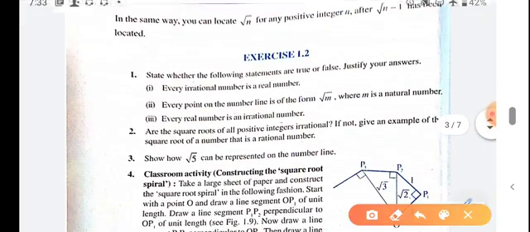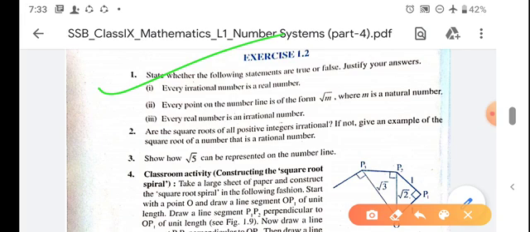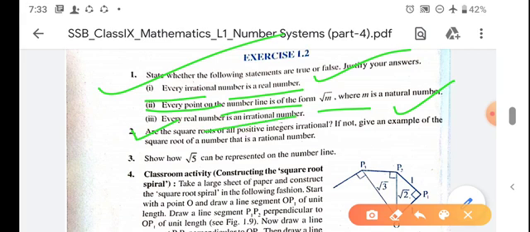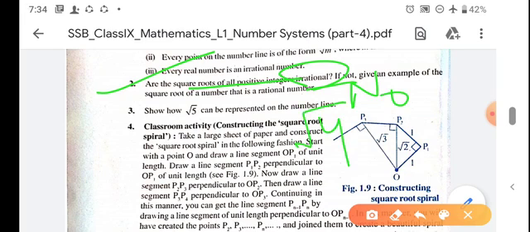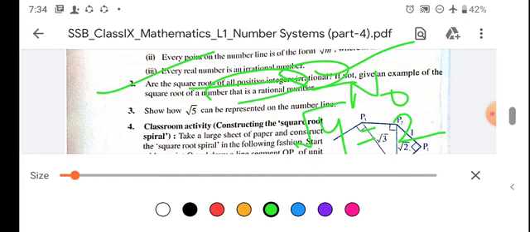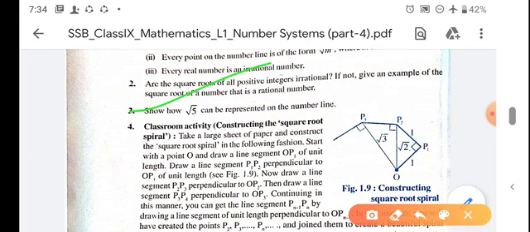Then exercise 1.2: state whether the following are true or false. Every irrational number is a real number? Yes. Every point on the number line is of the form, yes. Every real number is an irrational number? No, because real numbers also include rational numbers. Are the square roots of all positive integers irrational? No, because the square root of 4 is 2, which is rational. So square roots of all positive numbers are not irrational. Now how to represent root 5, we have done.